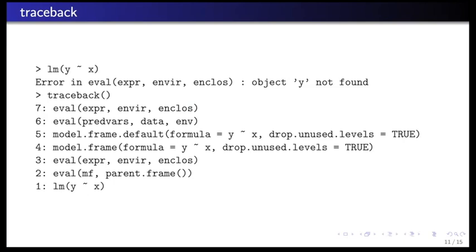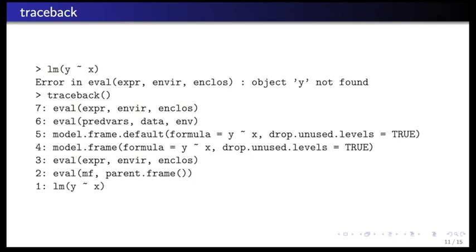Here's a slightly more interesting traceback. So I called lm, which is the linear modeling function. I said y tilde x. So y tilde x, they don't exist. And so I'm getting an error. It says y cannot be found. Where did that error occur? Well, actually, it occurred 7 levels deep. So here I called lm.